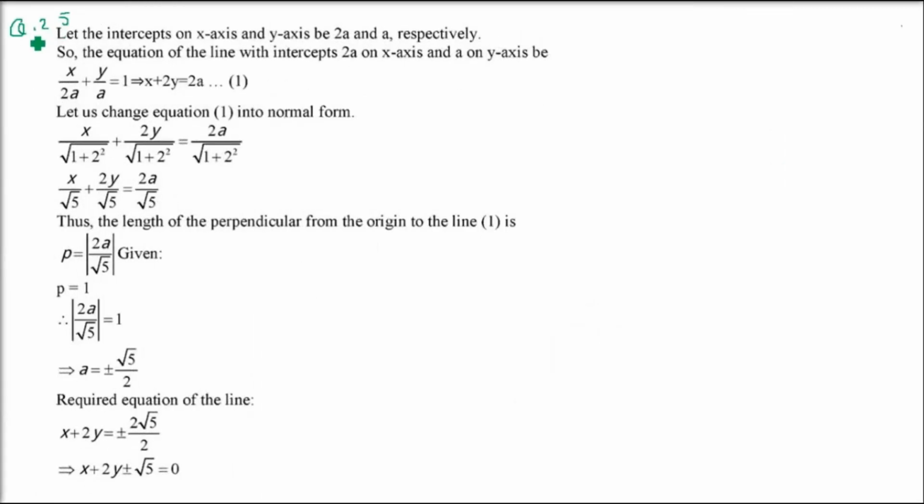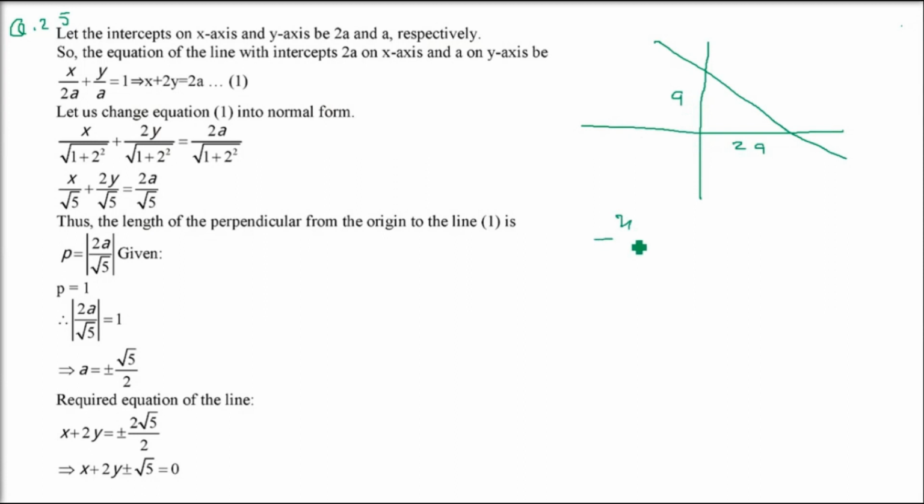Question number 25. Find the equation of the straight line which cuts off intercepts on the x-axis twice that on the y-axis and is at a unit distance from the origin. The scenario here is we have a line here. So we have y-axis, if it is a, x it will be 2a. These are the relationship between the intercepts on the x and y-axis.